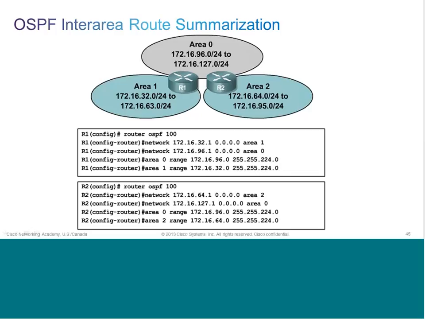So again, you've taken many routes here in area 0 and summarized them as one, and this one right here will be sent to router 2 in a type 3. This one will be sent to router 2 in a type 3. So notice how many routing entries we have saved.